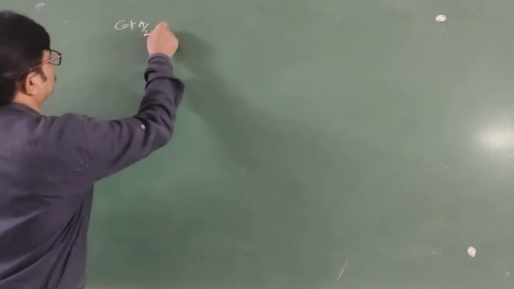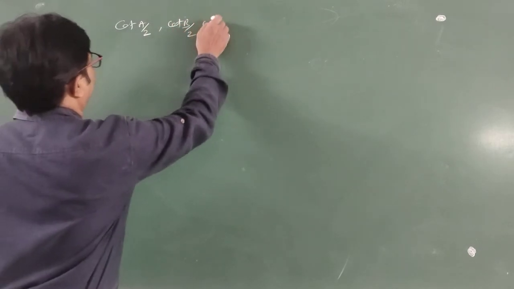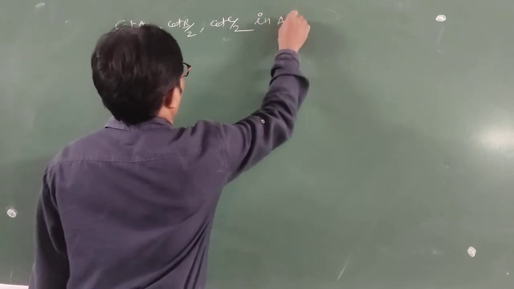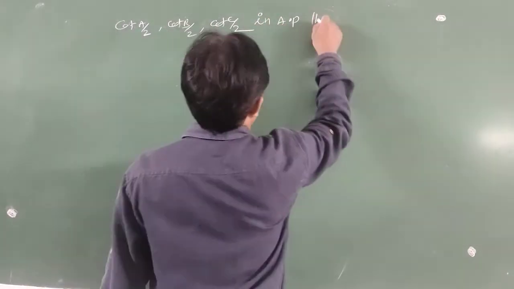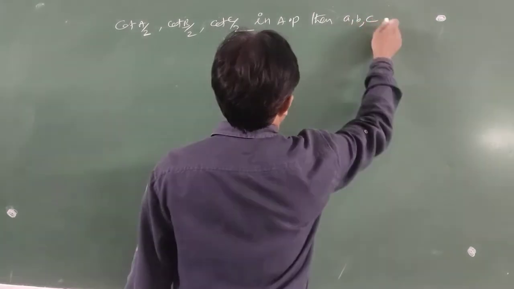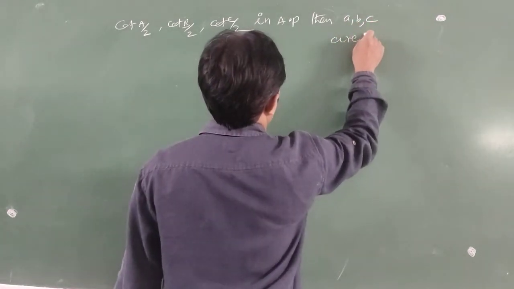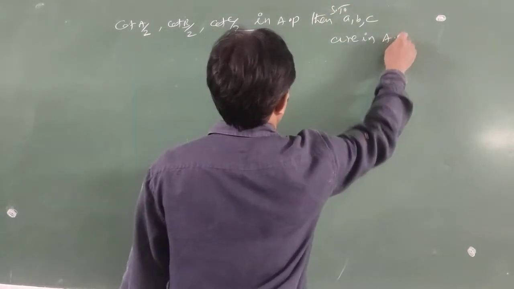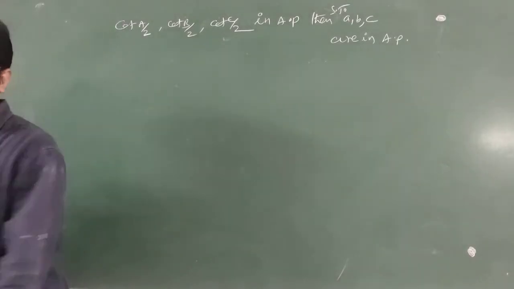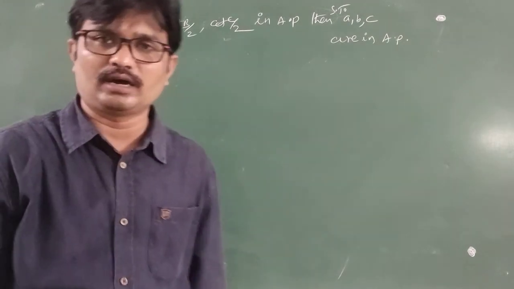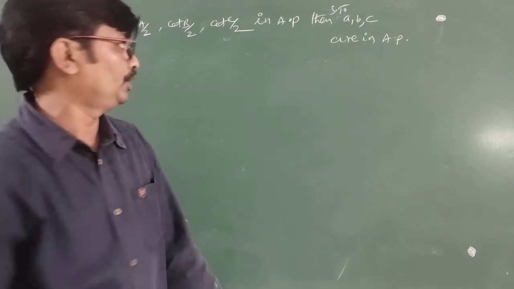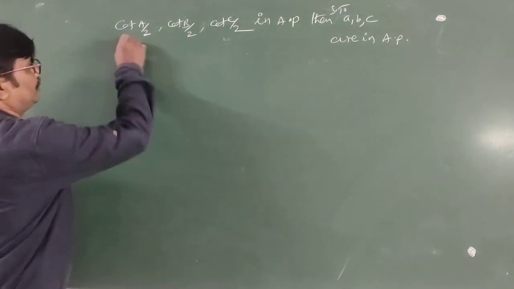If cot A by 2, cot B by 2, cot C by 2 are in AP, then A, B, C are in AP. Okay, students, if cot A by 2, cot B by 2, cot C by 2 are in AP, then A, B, C are also in AP.